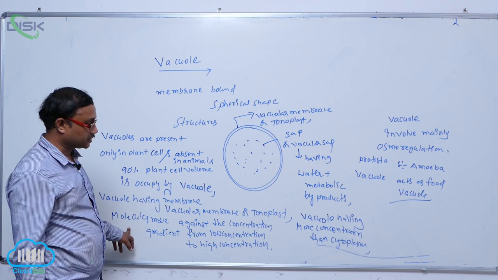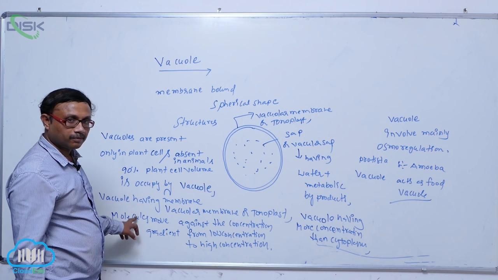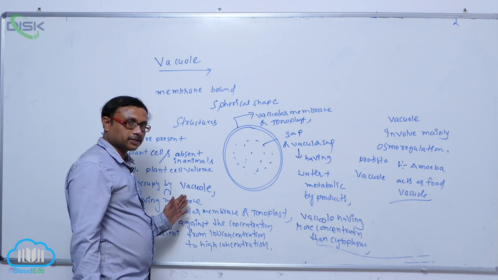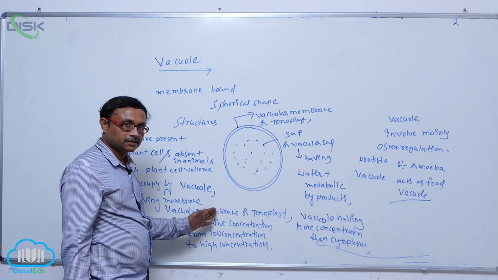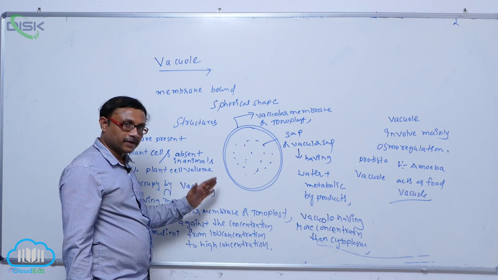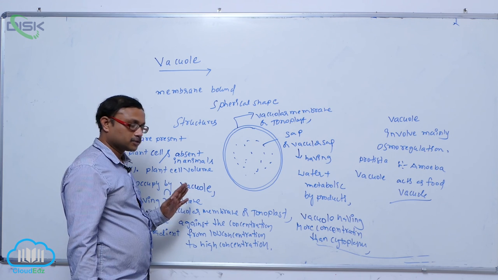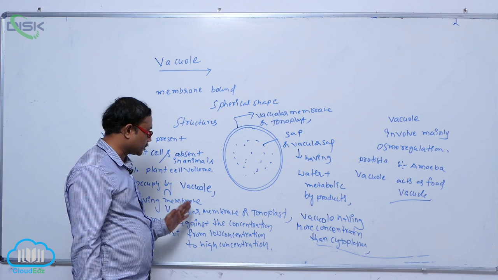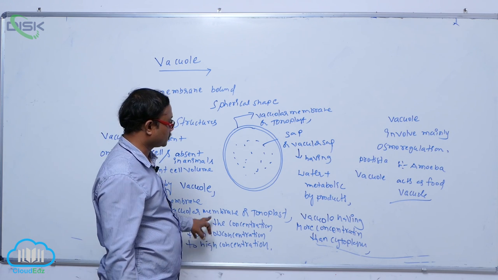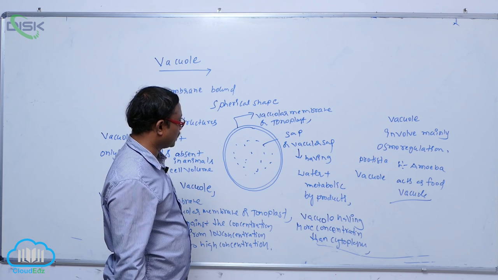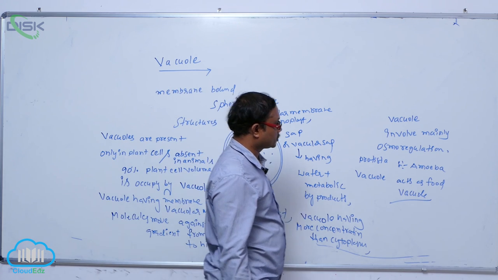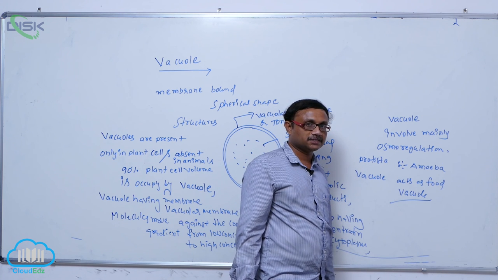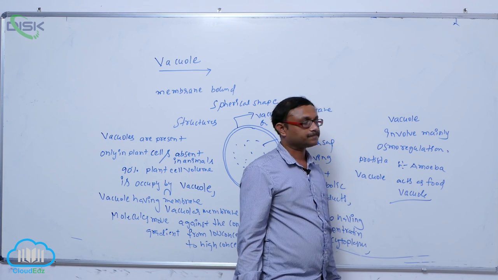Molecules move against the concentration gradient, from low concentration to high concentration, from the cytoplasm into the vacuolar sap. That's why the concentration is higher in the vacuolar sap than in the cytoplasm. Next, the vacuole stores different waste products, that's why it is known as the storehouse of the cell.